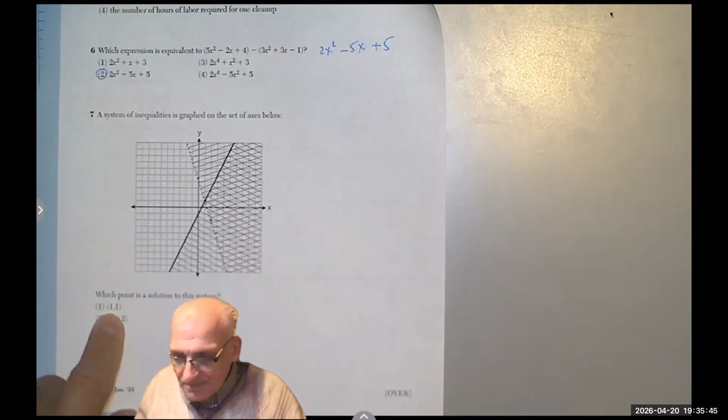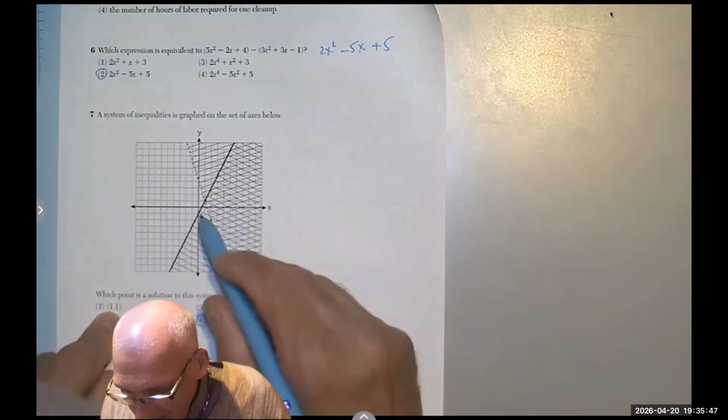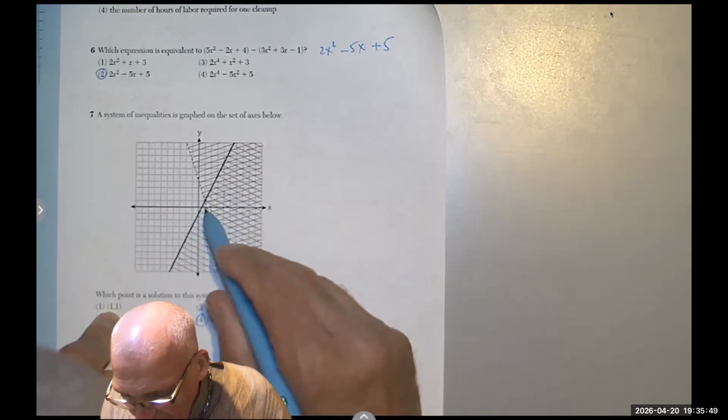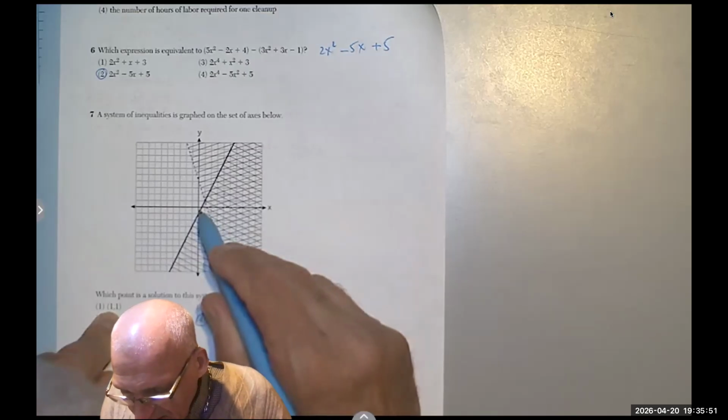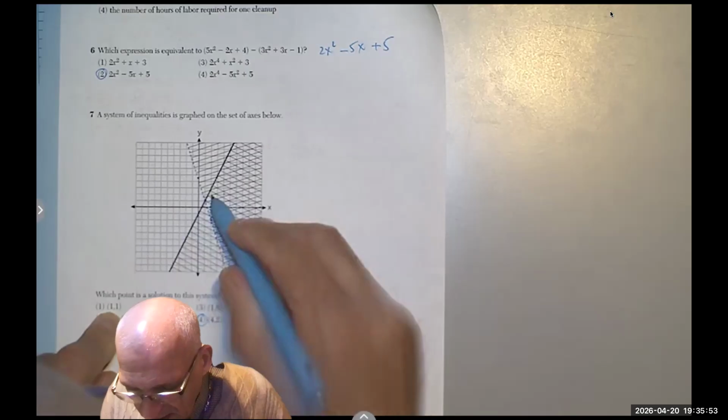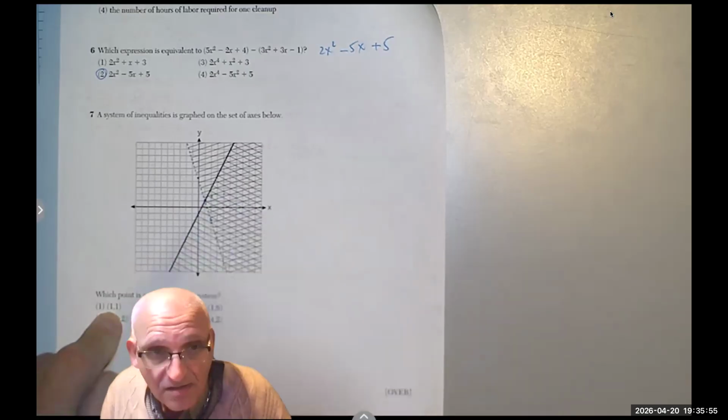If this was like, instead of 1 and 1, if it were like 2 and 2, yes, it would be inside, but 1 and 1 is not.